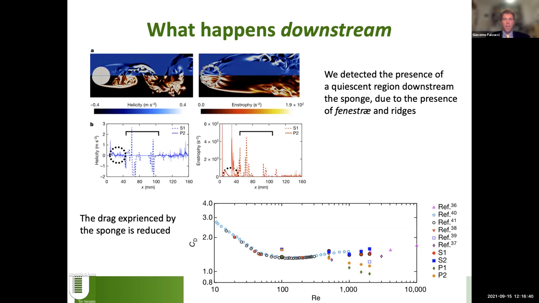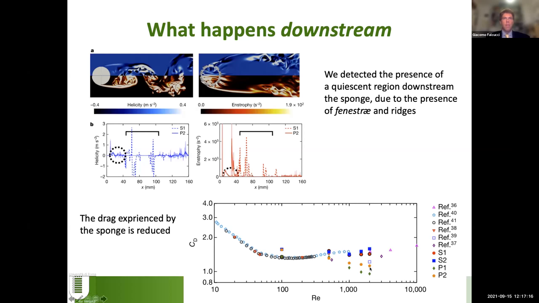So the drag is remarkably lower in the case of the two porous models. P1 is the sponge without ridges, and P2 is the sponge with ridges, and both are lower than S1, the cylinder. But we must say that we found something that was actually expected, but we didn't think of it at the beginning. So the sponge without ridges performs hydrodynamically much better than the sponge with ridges. You can see it here.